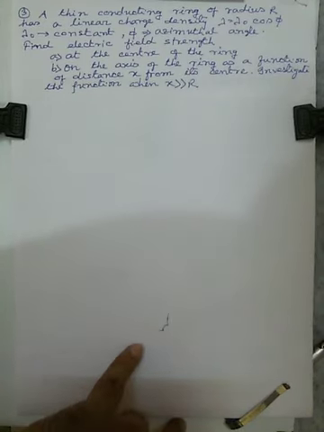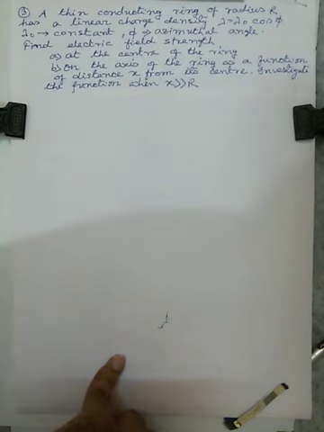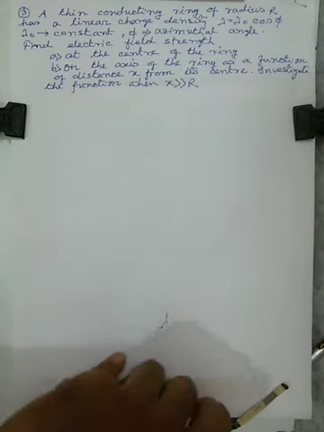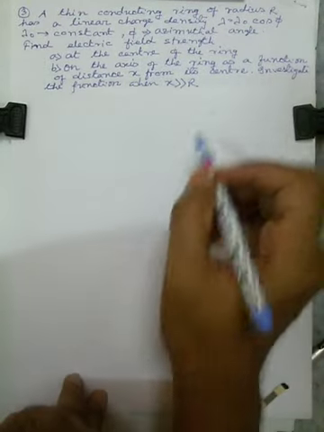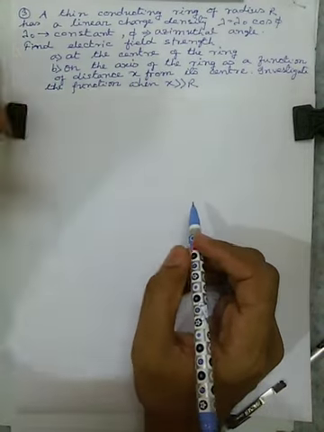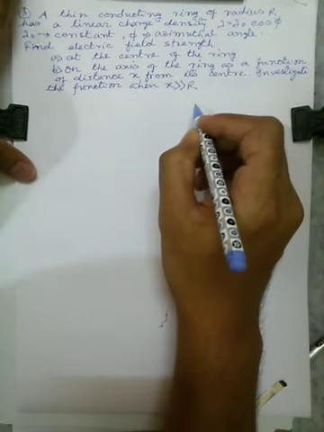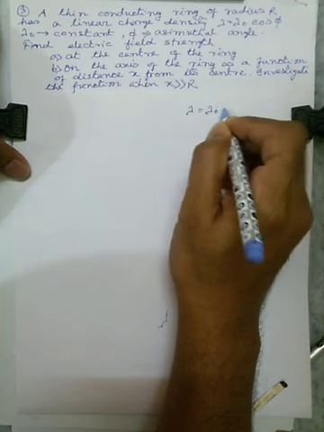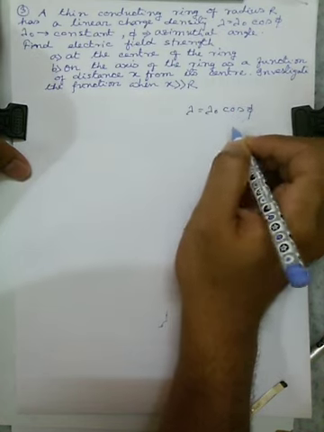One point is at the center of the ring and another is at a distance x from the center on the axis. The first part of the problem is relatively easier, but first if you understand the charge distribution, that will be good for you. The charge distribution is lambda is equal to lambda naught cos phi.